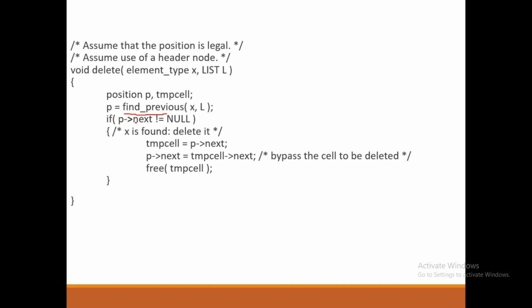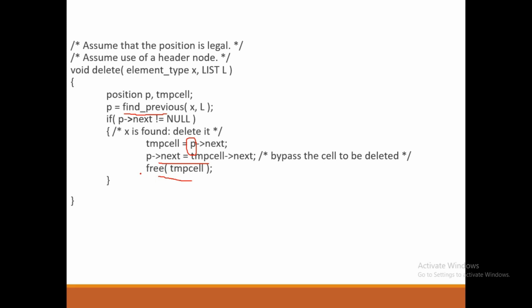Here, if p next is not equal to null, then only this deletion is going to take place. If p next is not equal to null, then the node to be deleted is made as the temp cell. So temp cell equal to p next, where p is nothing but the previous node. So p next is named as temp cell. Then we are changing the pointers. After changing the pointers, we are going to free the temp cell.